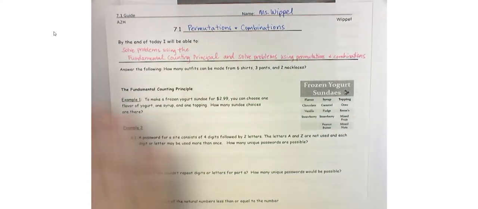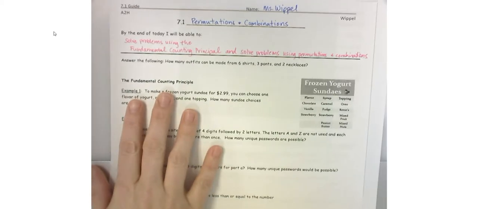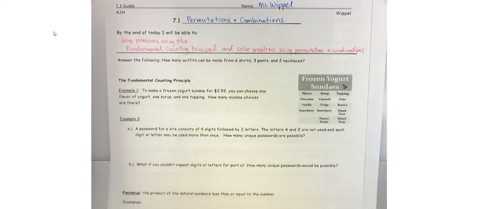So, like I said, 7-1 is about permutations and combinations, and this is going to start our probability unit. We are going to use the fundamental counting principle and use permutations and combinations today. So I asked you how many outfits can be made from 6 shirts, 3 pants, and 2 necklaces.